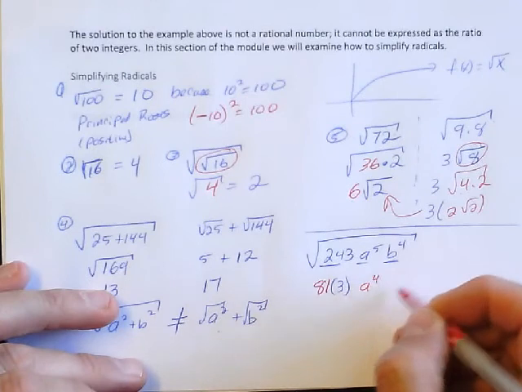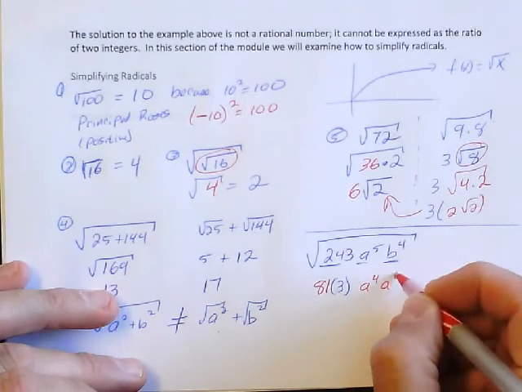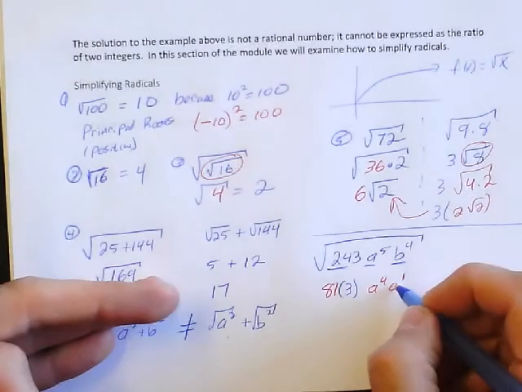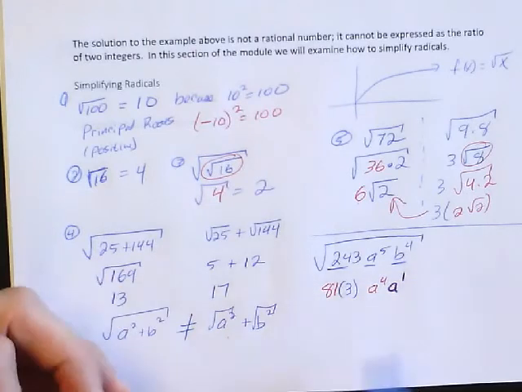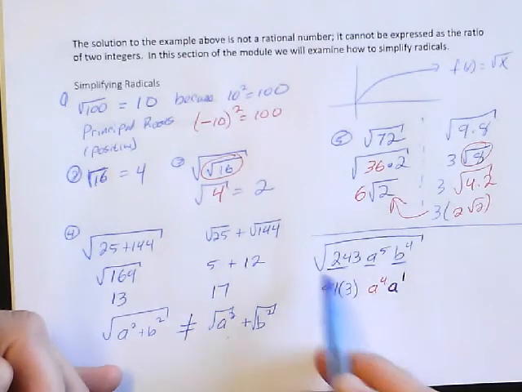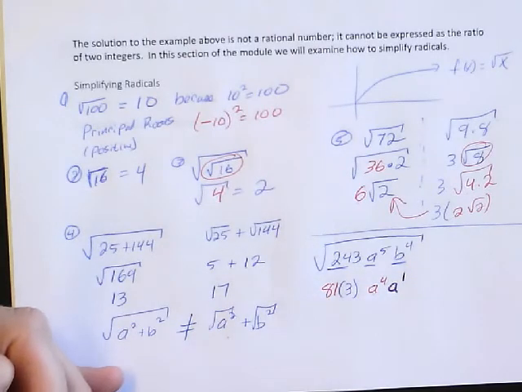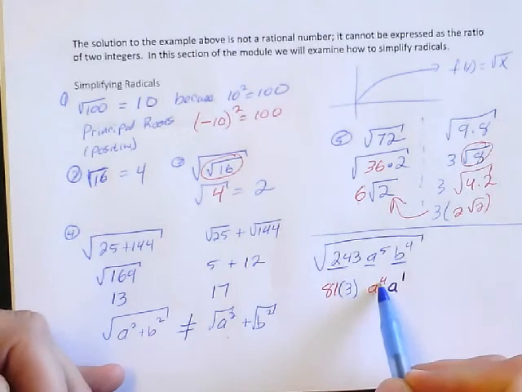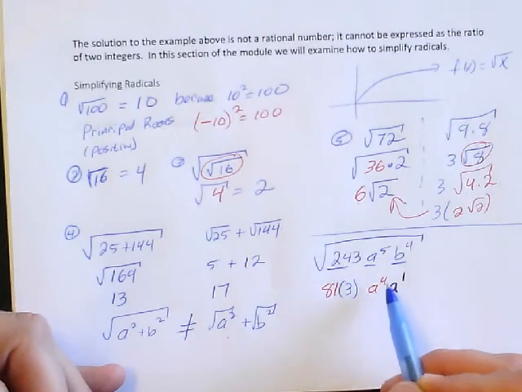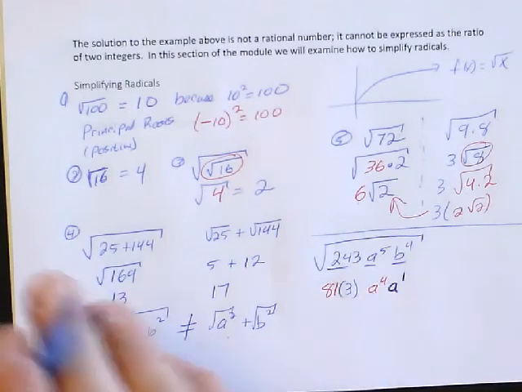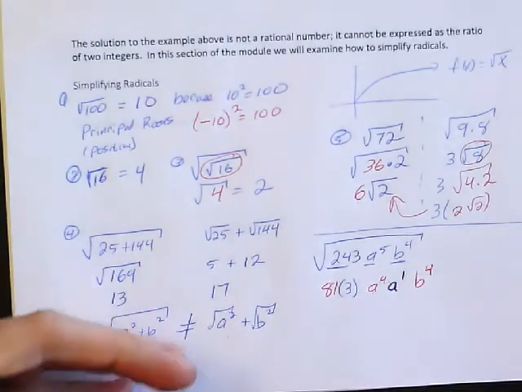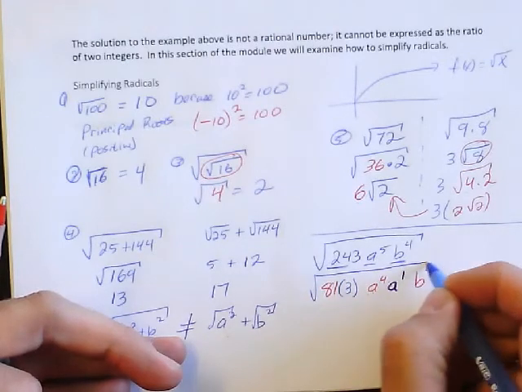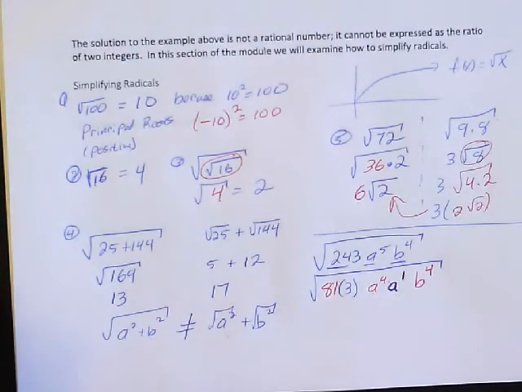A to the 5th. We're going to break a to the 5th down to a to the 4th, a to the 1st. Oop, I should do this in blue. A to the 1st. The ones that I'm writing in red are ones that are perfect squares. A to the 4th is a perfect square because if you take the square root of a to the 4th, you get a squared. B to the 4th by itself is a perfect square.